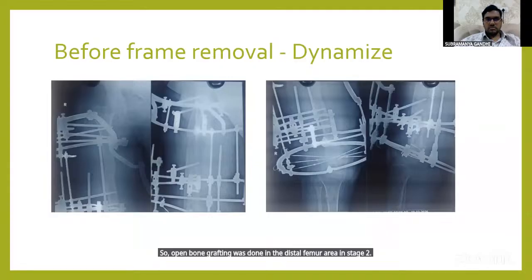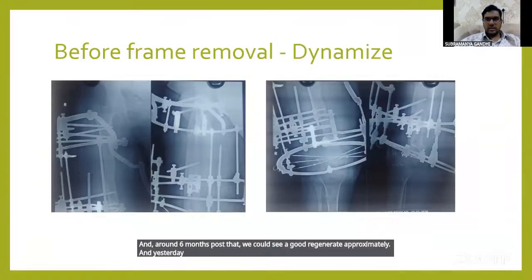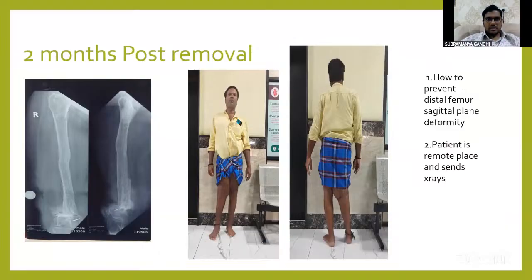And around 6 months post that, we could see a good regenerate proximally. And distally also the fracture had united. So this is around 2 months post frame removal at this stage.